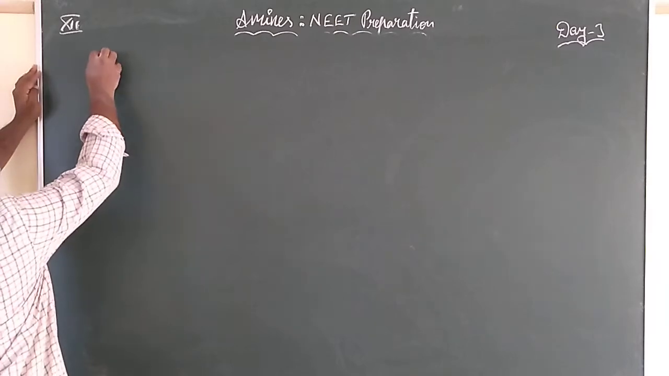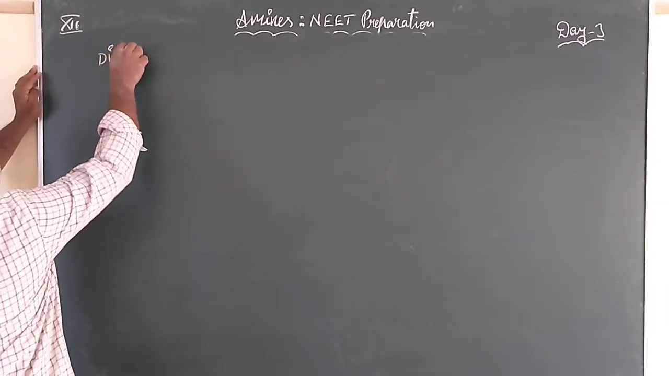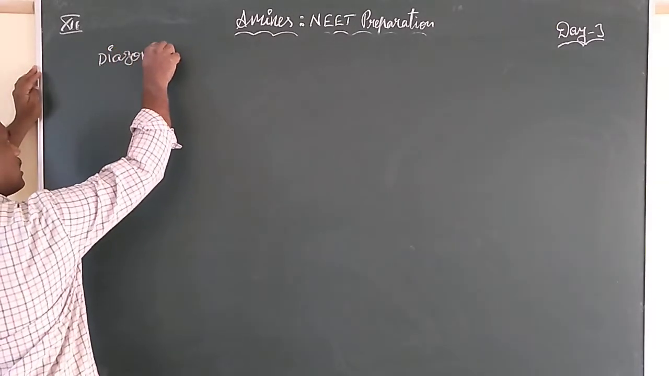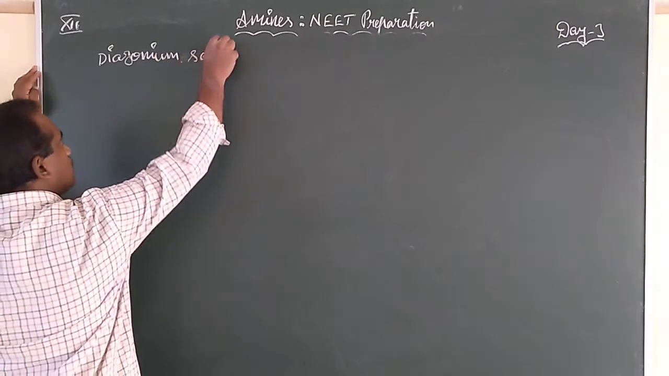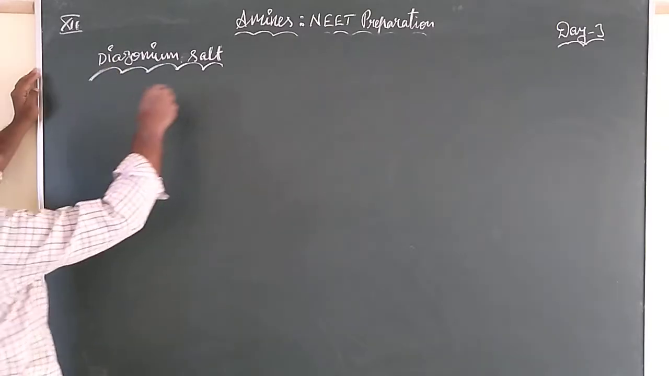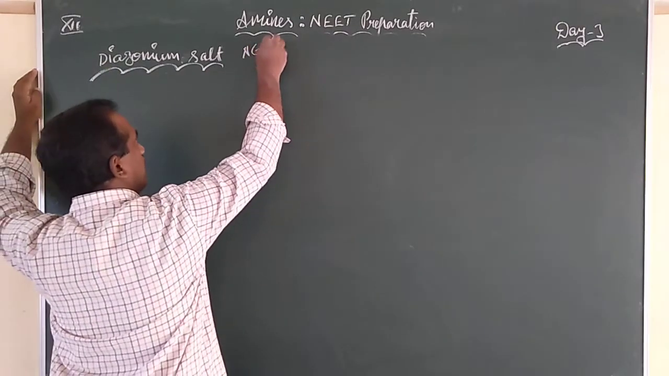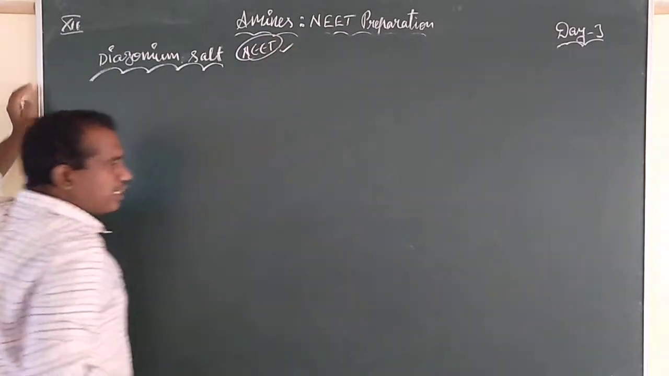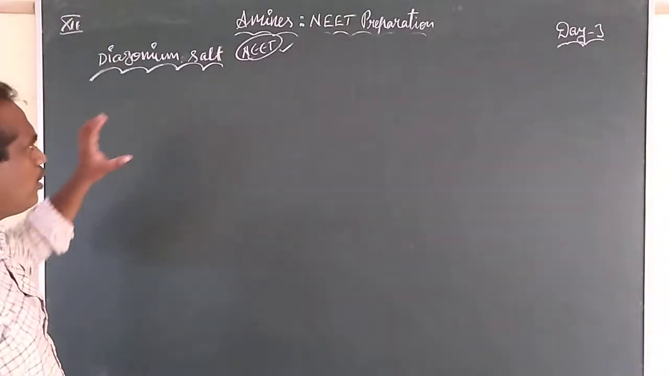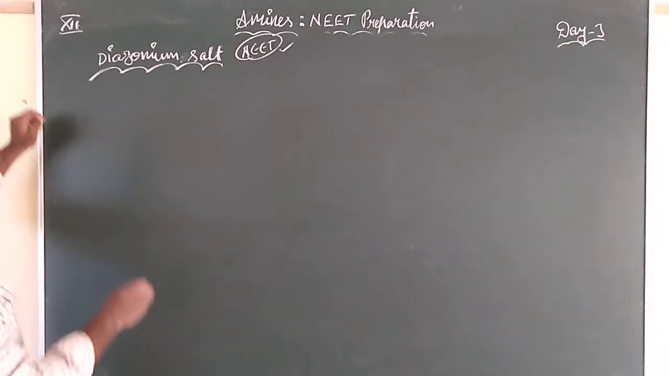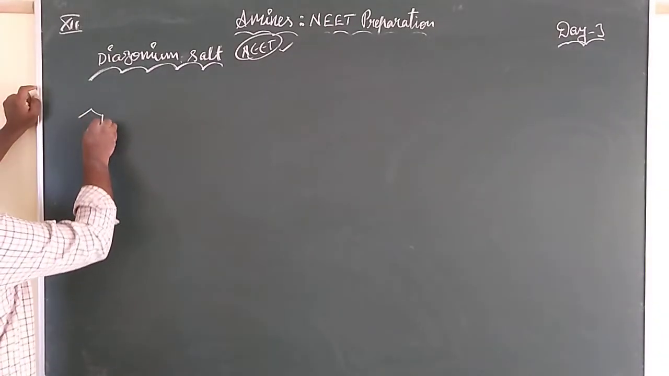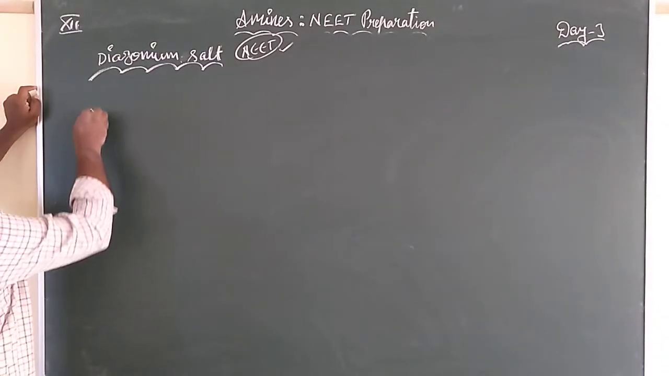Presently my concept is regarding diazonium salts. This is not there for CET. It is there only for NEET. So CET students who are writing CET, no need to touch the area. But if you are writing NEET, you must read this area. We have already brought this point.